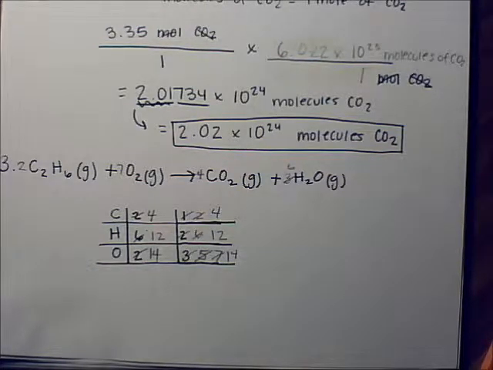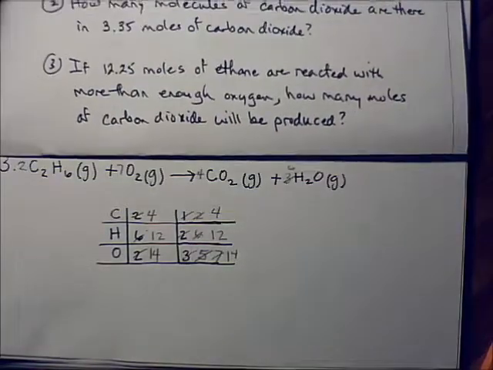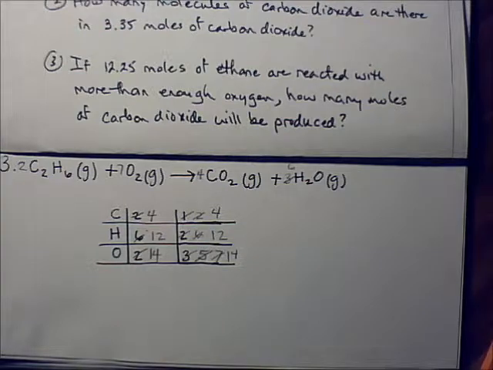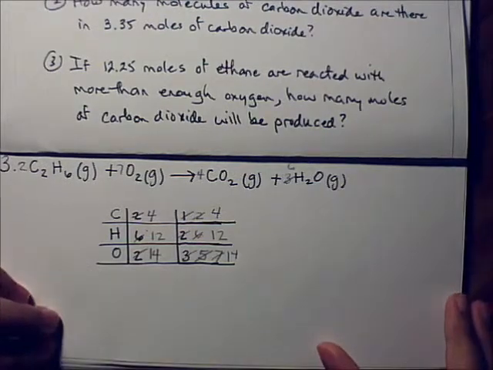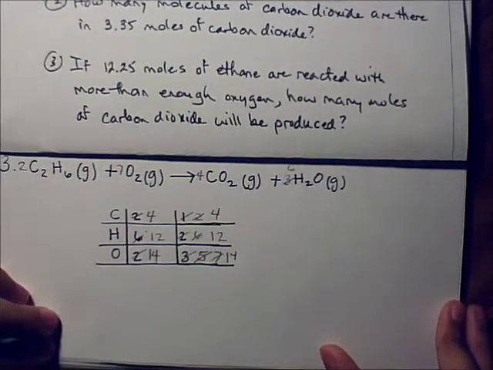Okay, now this is the part I need help on. This is the part she needs help on. So y'all got to help her, okay? The question is, now that we got that: if 12.25 moles of ethane are reacted with more than enough oxygen, how many moles of carbon dioxide will be produced?